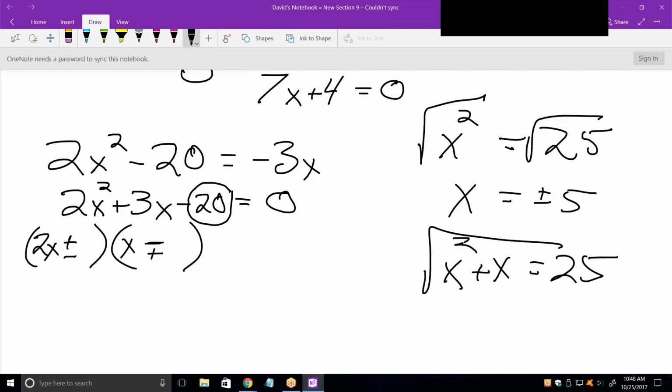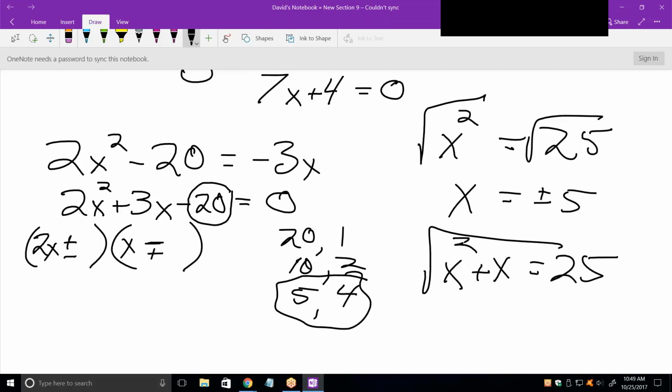So let's figure out all the factors of 20. We have 1 and 20, 2 and 10, 10 and 2, 4 and 5, 5 and 4, and that's it. Now, this is a trial and error process. I have to guess. Always guess the two factors that are closest together, and just plug them in and see if you can produce the middle term of plus 3x. That's the name of the game at this point.